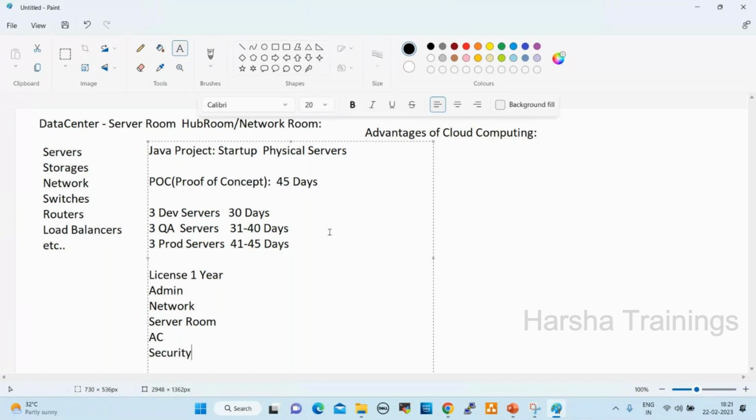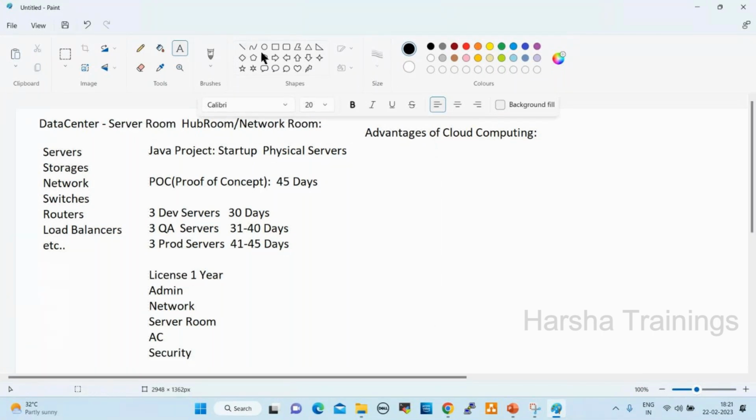Now we'll try to understand. This is a physical environment. Now let us try to understand the cloud environment, cloud infrastructure. So we'll try to understand the cloud advantage. This is physical infrastructure, right? So now, cloud infrastructure. Now, same Java project.